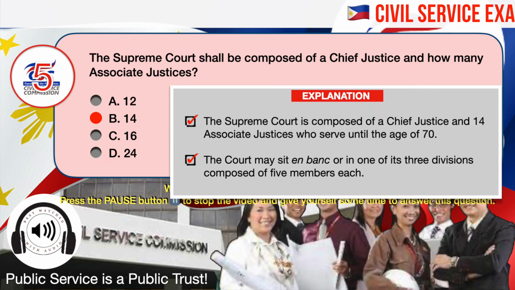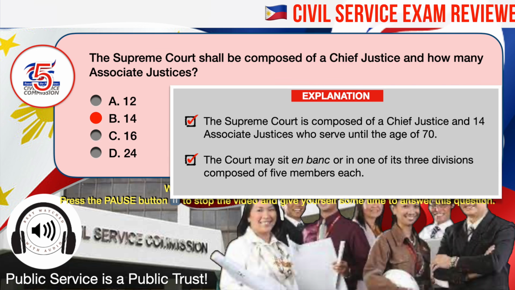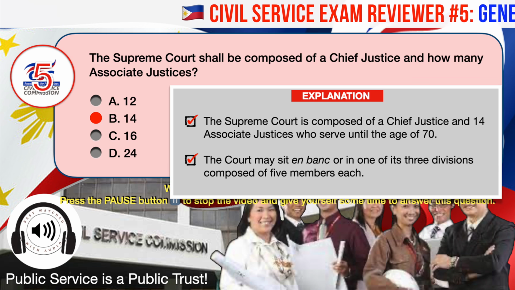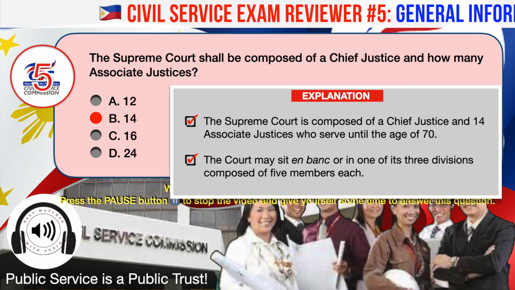Pursuant to the provisions of the 1987 Constitution, the Supreme Court is composed of a Chief Justice and 14 Associate Justices who serve until the age of 70. The court may sit en banc or in one of its 3 divisions composed of 5 members each.